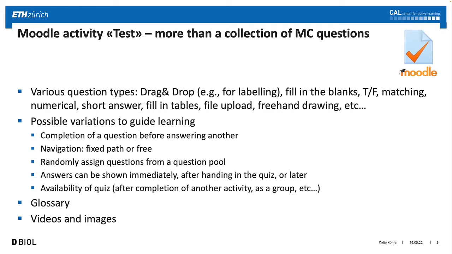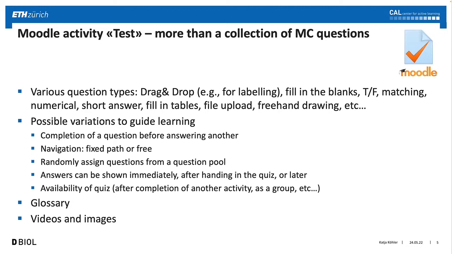And it's actually really a lot of fun to be creative and to use these different question types. For example, drag and drop for labeling. You can use fill in the blanks. You can even have freehand drawing, where people, for example in our case, draw on a picture of a gel, of an experiment that they get. They have to label it, for example. And students really like this freehand drawing a lot. This is all possible in this activity test. So you have many more question types than in the other activity that I just showed.